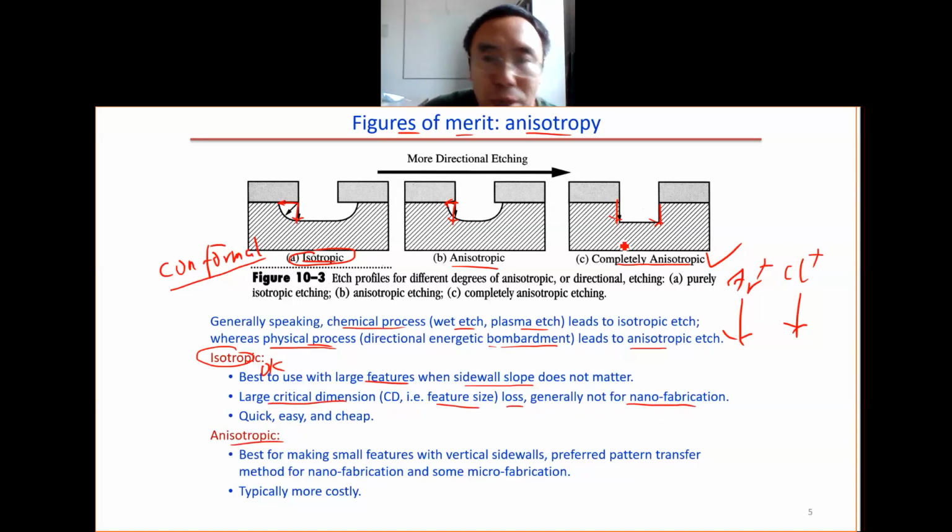So the anisotropic etching is good for small features with vertical sidewalls, and it's good for nanofabrication with very good profile control. But this one is normally costly, so we need a plasma etching machine.